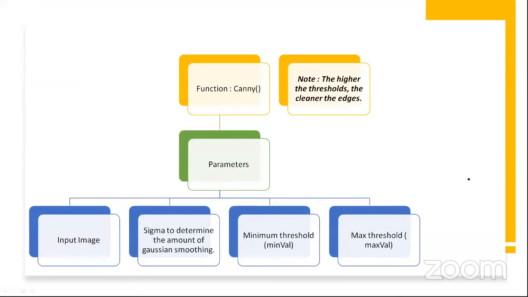Okay, so this is the Canny function we have, and there are 4 parameters. You need to give the input image. You need sigma to determine the amount of Gaussian smoothing you want. Then you give the minimum threshold and the maximum threshold. The higher the threshold, the cleaner the edges. That's the point to remember.